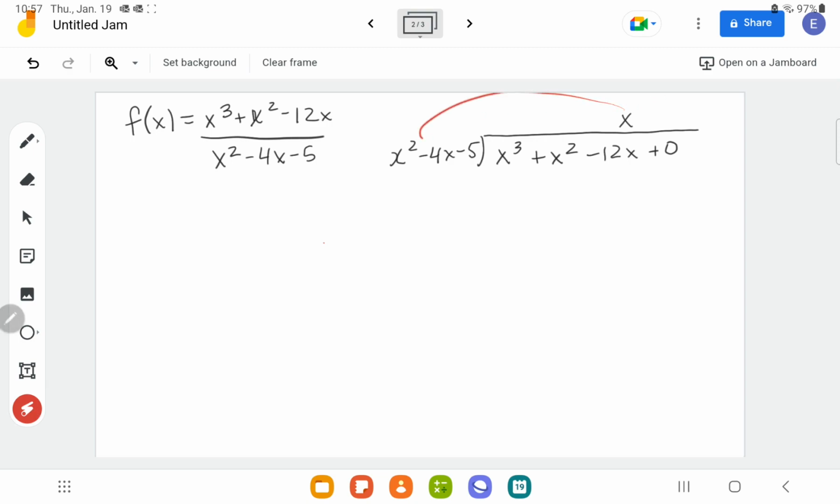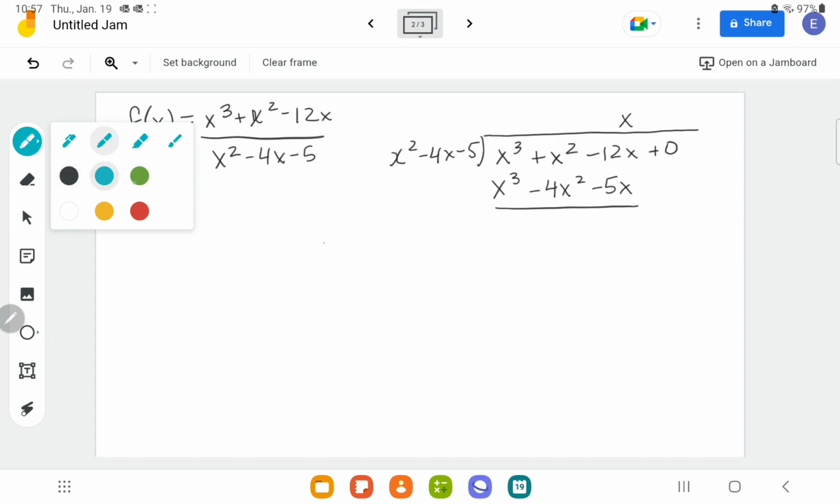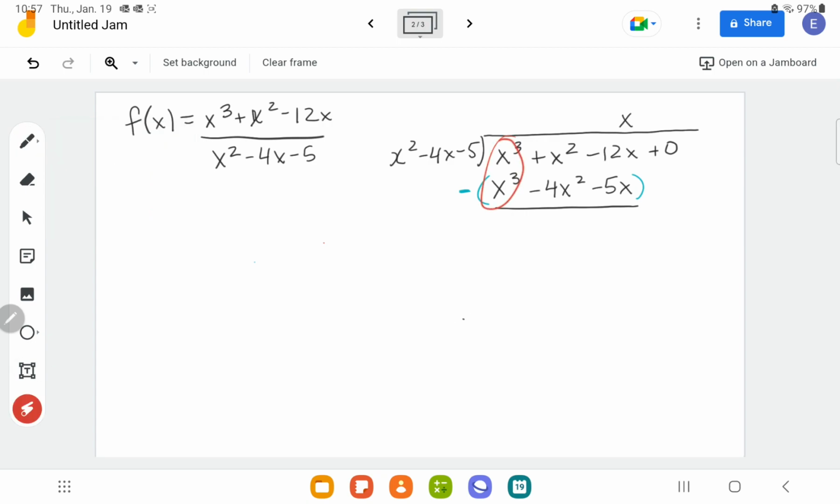So now we're multiplying this x through to all of those, and I get x cubed minus 4x squared minus 5x. And then I'm going to do subtraction of all of those terms. So x cubed minus x cubed, of course, is 0. That was the whole point. x squared minus negative 4x squared, careful there with the double negatives, is 5x squared. And 12x minus negative 5x is negative 7x.